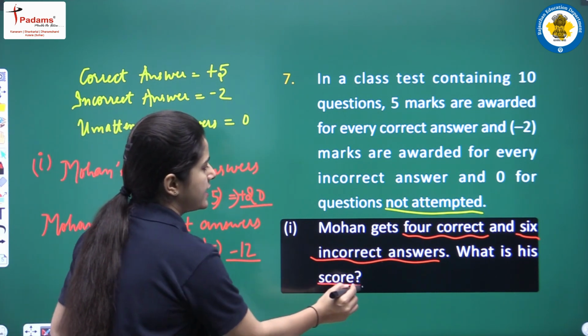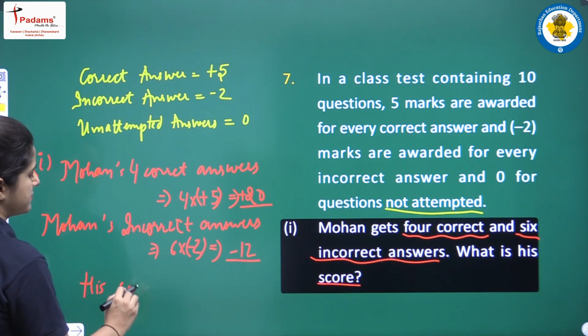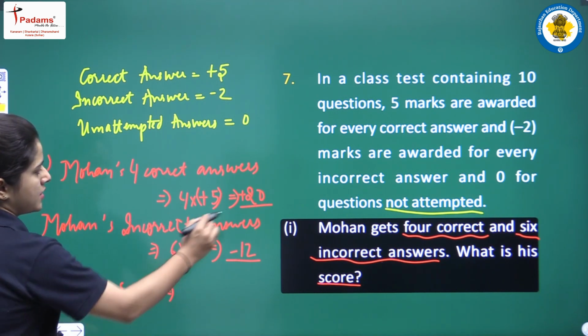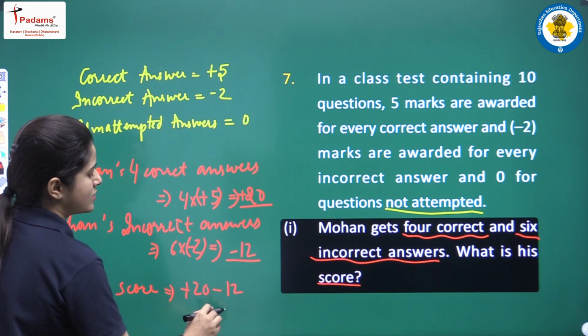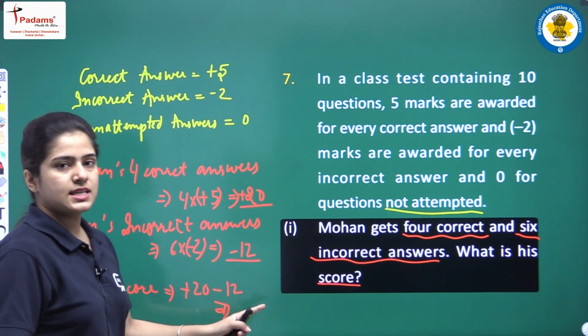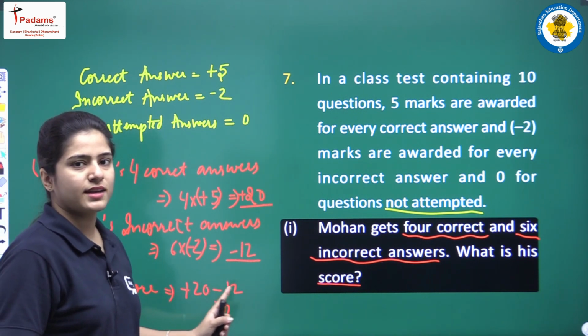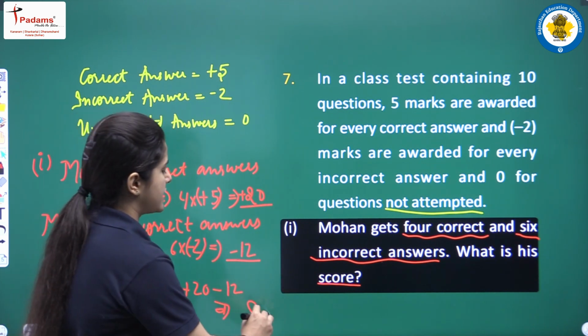So we have to find his score. So his score will be plus 20 and minus 12. Alright students, so plus minus is minus, 20 minus 12 is equal to 8. So he is scoring 8 marks.